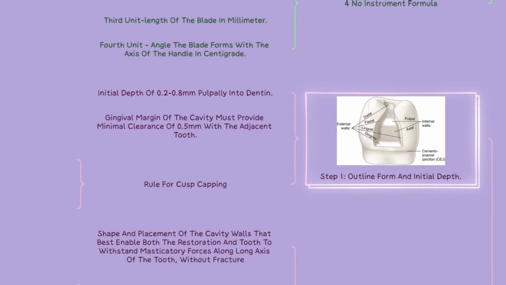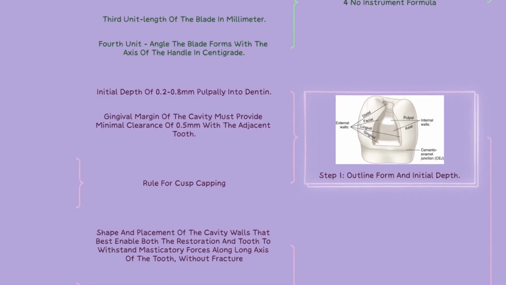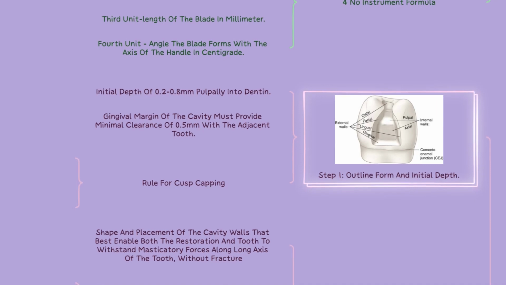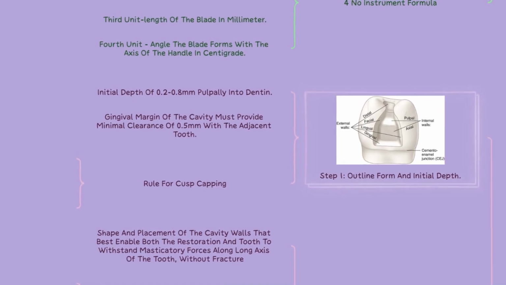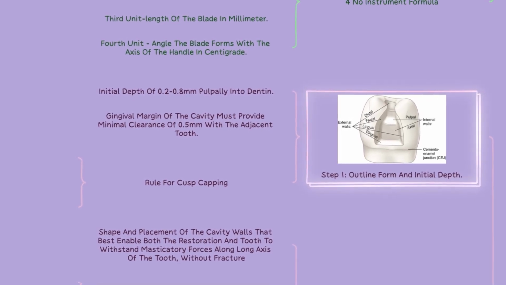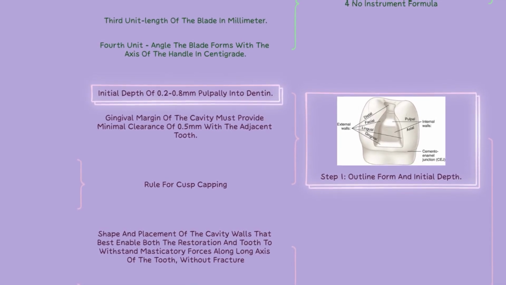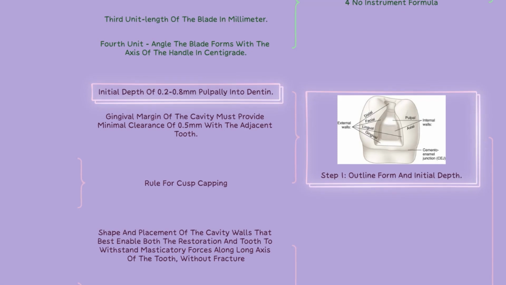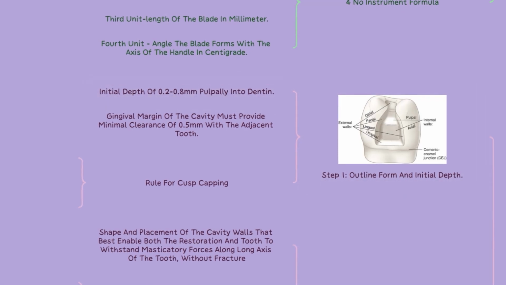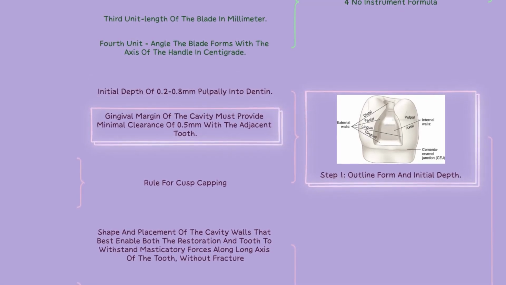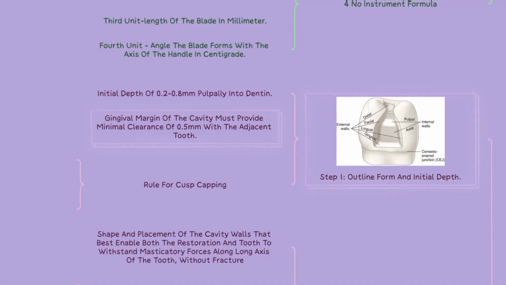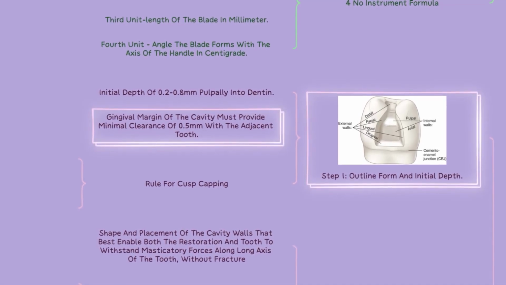The outline form is the shape of the cavity. It is designed to provide adequate space for the restoration and to ensure that the restoration is properly supported. The initial depth of the cavity is maintained at 0.2 to 0.8 mm pulpally into the dentine. There should also be a 0.5 mm gingival margin clearance from the adjacent tooth.